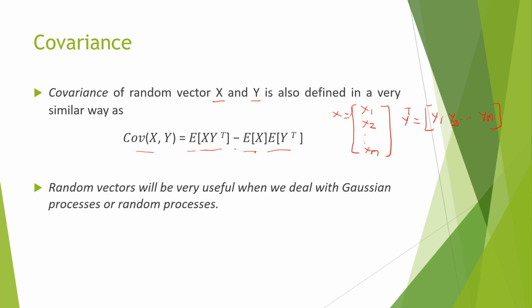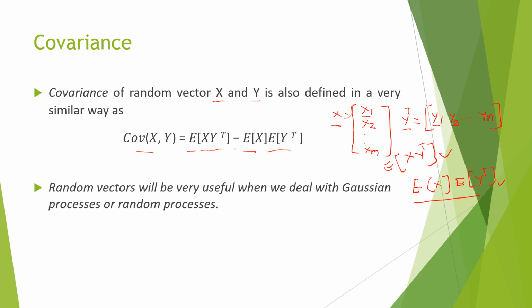So x y transpose is the product of x and y transpose, a column vector with a row vector. So each element of this is multiplied with this. As in the previous slide, we can find x y transpose, and then we can calculate the expectation of that. Similarly, with the column vector we can find the expectation of x, and with the transpose of y we can find the expectation of y transpose, and by subtracting this component from this we get the covariance.